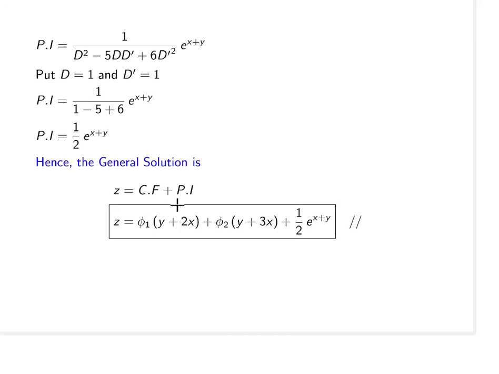So the general solution is z is equal to complementary function plus particular integral. So replace the complementary function and particular integral, and we can get the solution.